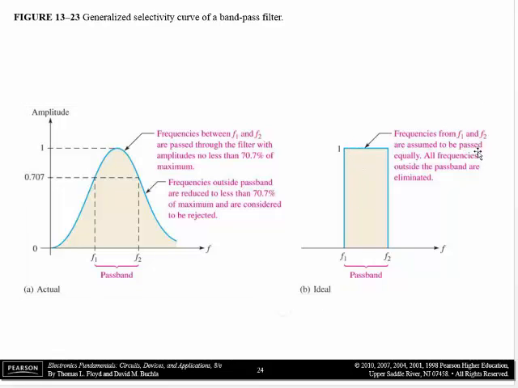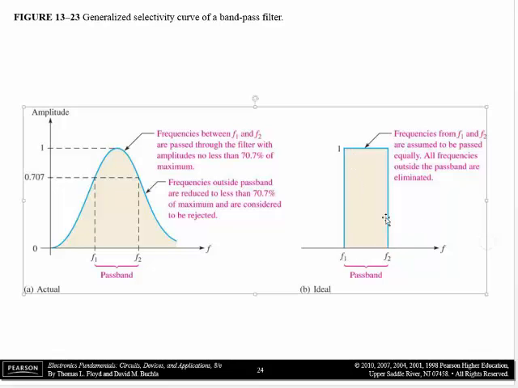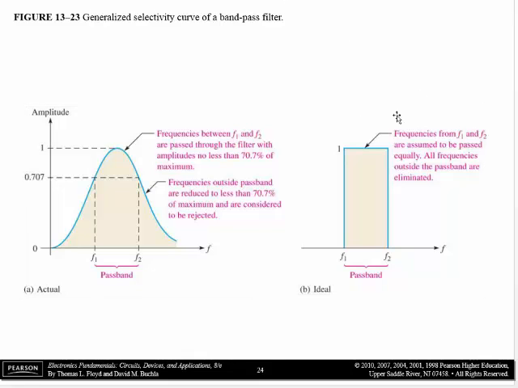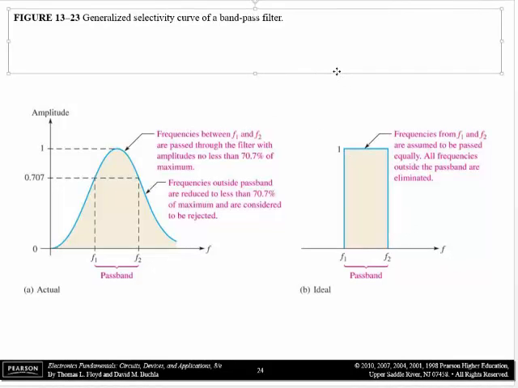Frequencies in the pass band between F1 and F2 are assumed to be passed. Sometimes we say it equally. They're really not equal. So an ideal shape of a filter is a block like that: frequencies in this pass band are passed and frequencies outside this pass band are not passed. But you see in the real world that it's not a block shaped filter like that.